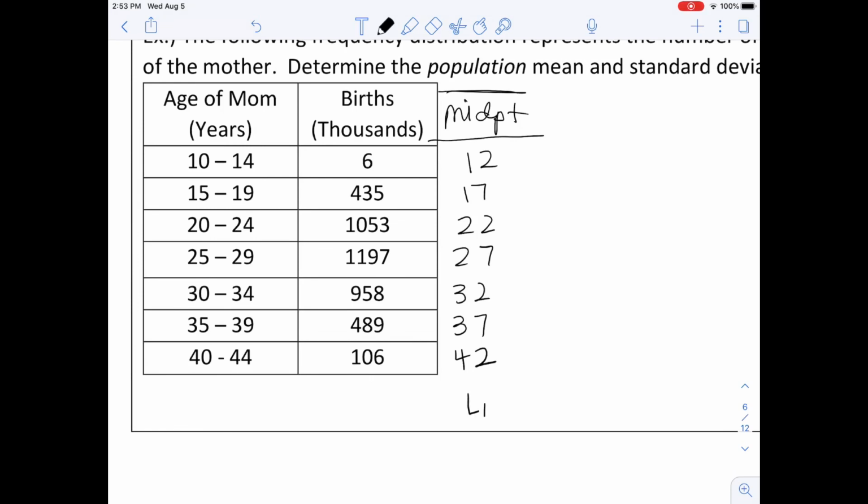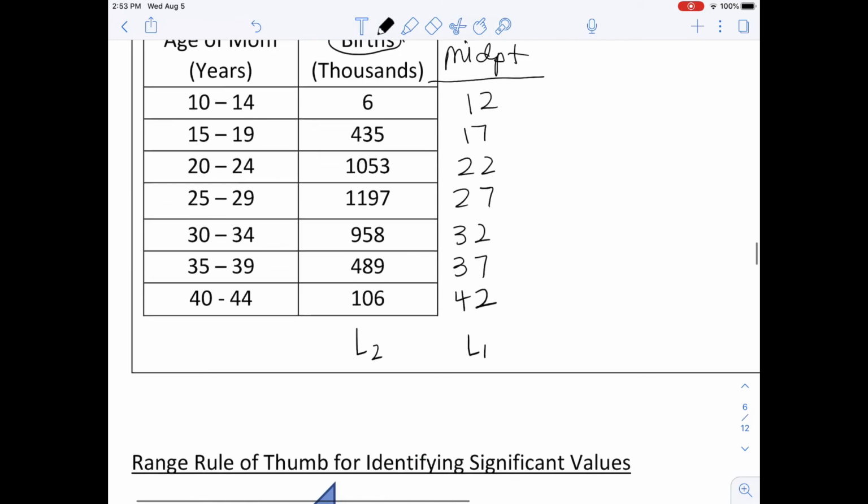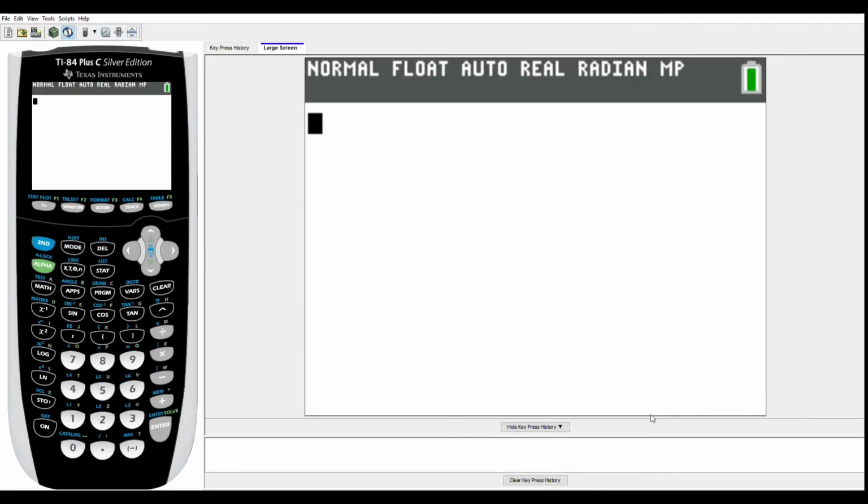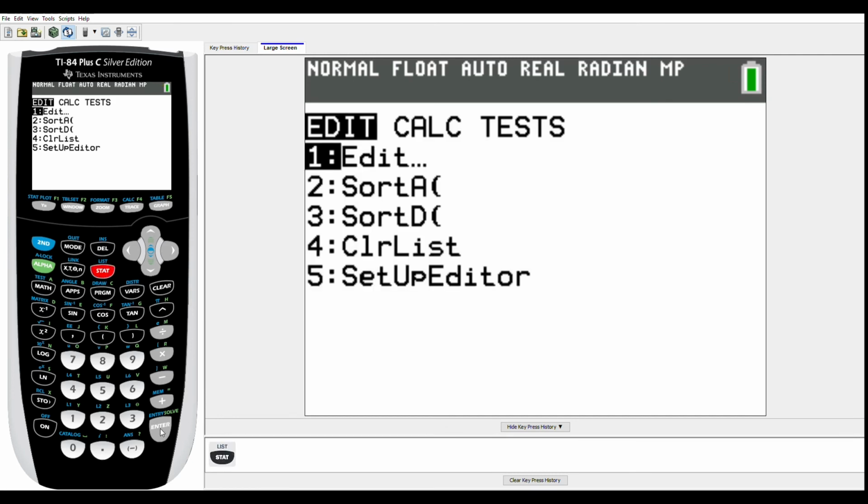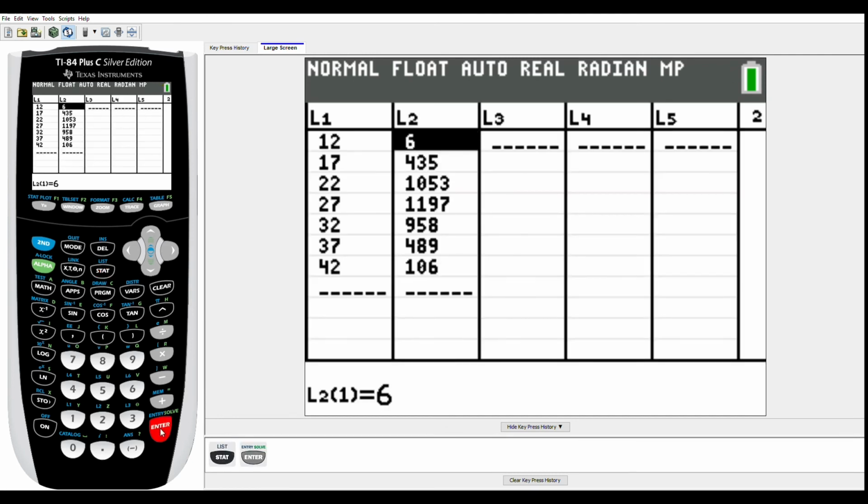Again, midpoints are going to go in L1. And then our frequency, and in this case we are dealing with births, is going to go into L2. It does say thousands, but that's just talking about these numbers all the same. And you're just going to enter these in and not put down the zeros that go along with them. On your calculator, you are going to go to Stat, to Edit, select Enter, and then enter in your values into L1 and L2. Again, L1 is your midpoints for the class, and L2 is your frequencies for that group.